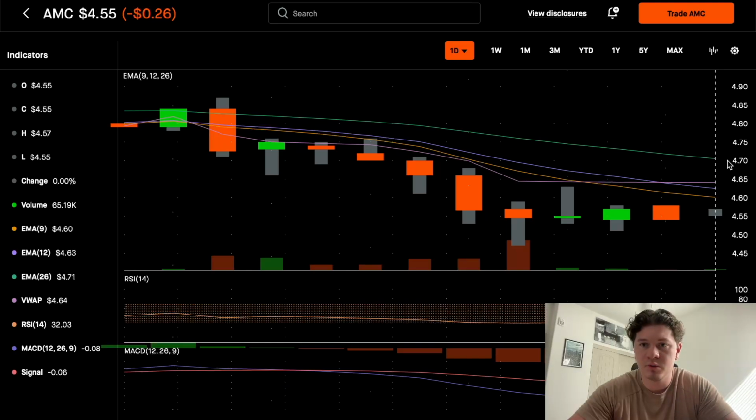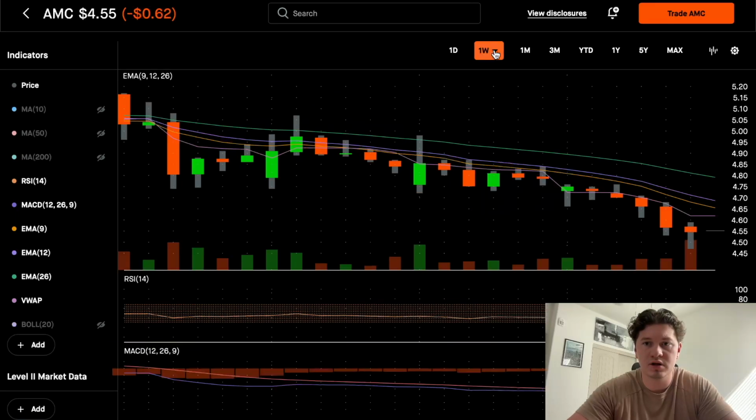And now we're going to open up the 1 week chart. We're looking at the 1 week chart for a broader perspective. This is going to show us the price action over the past week, and it'll provide a clear view of short-term support and resistance levels.